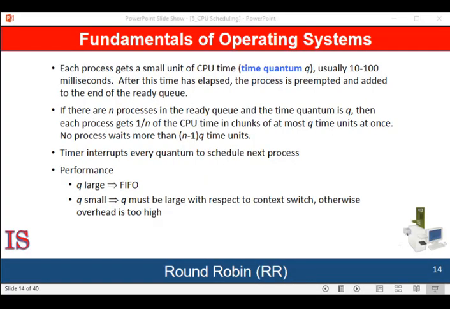In the last two lessons, we've been discussing CPU scheduling algorithms. We examined the first-come, first-served algorithm, and then in the last lesson, we evaluated two versions of shortest job next: the non-preemptive version, shortest job next, and the preemptive version, shortest remaining time. In this lesson, we're going to examine the round-robin CPU scheduling algorithm.